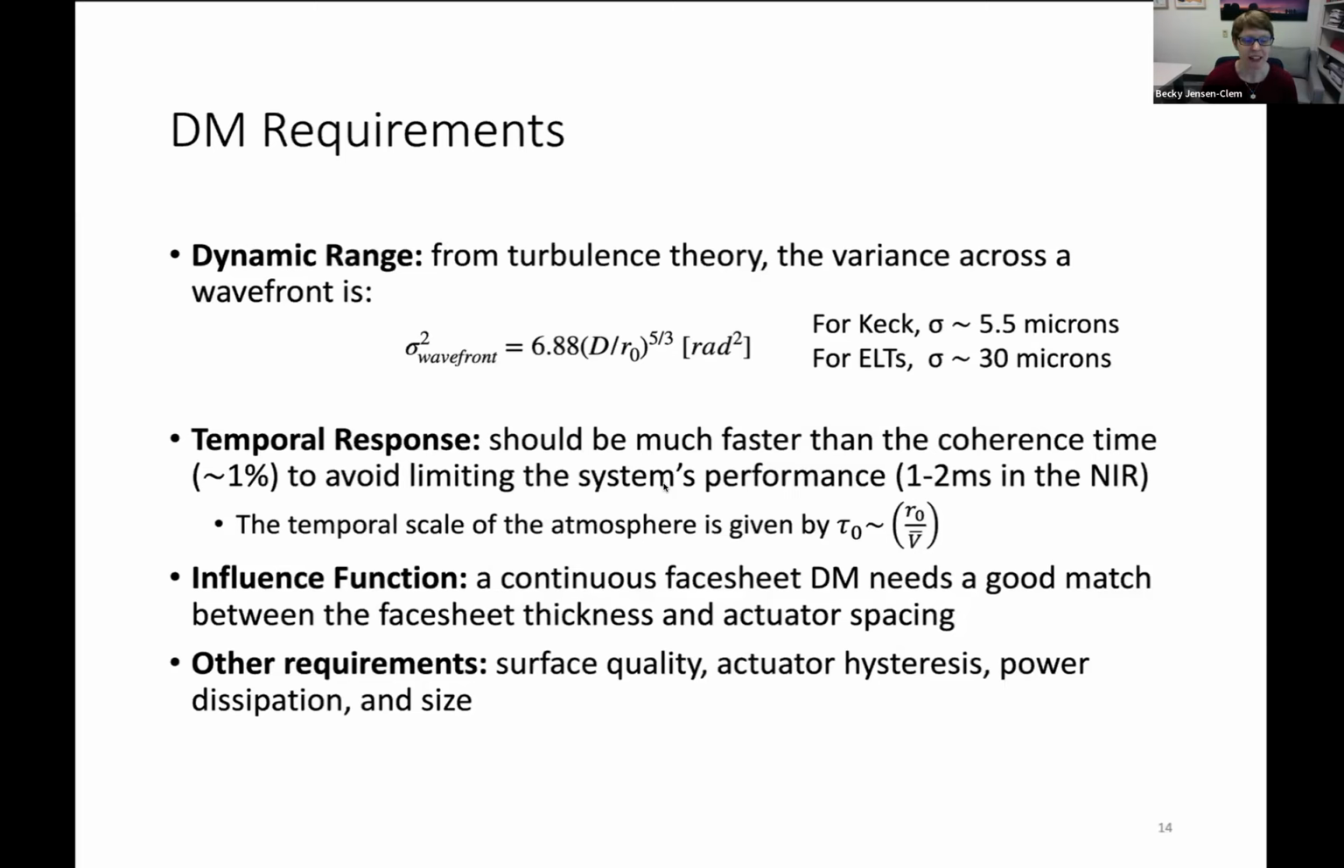And then finally, the influence functions on a DM need to be a good match between how thick the deforming surface is and how widely spaced your actuators are. So for example, if your mirror is too thin, then when you poke one actuator, you might get an overly isolated bump. However, if it's too thick, then you might have some large section of the mirror that's displaced when you poke only one actuator. And then finally, there are other considerations such as the surface quality. You don't want it to be too rough because you're not going to be able to correct that, given that this is the optical element that you're using to do the correction. Hysteresis and power dissipation, etc.